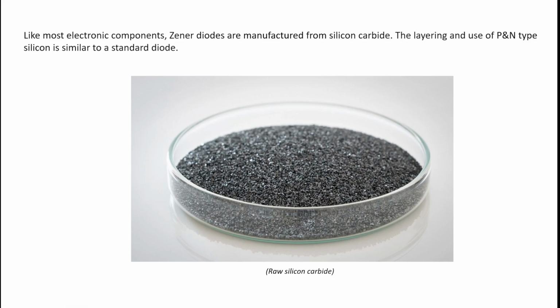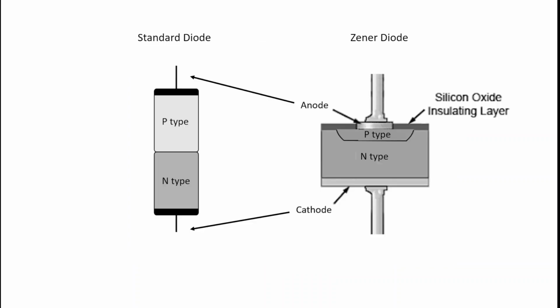Like most electronic components, Zener diodes are manufactured from silicon. The layering and use of P and N-type material, or silicon, is similar to a standard diode. Here's a comparison between the two. Standard diode on the left, Zener diode on the right.